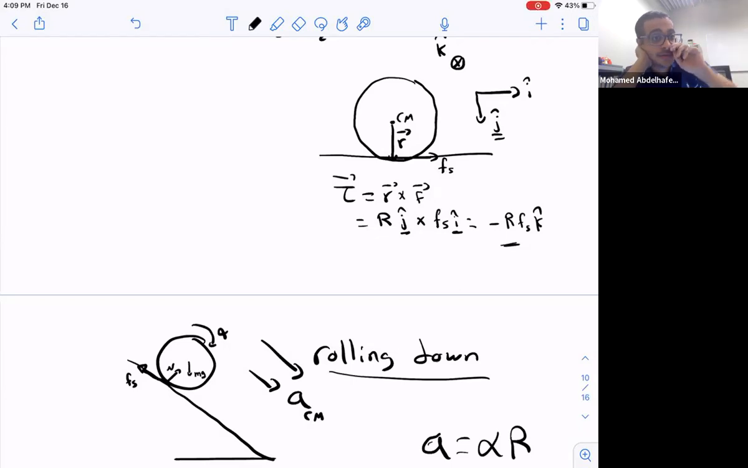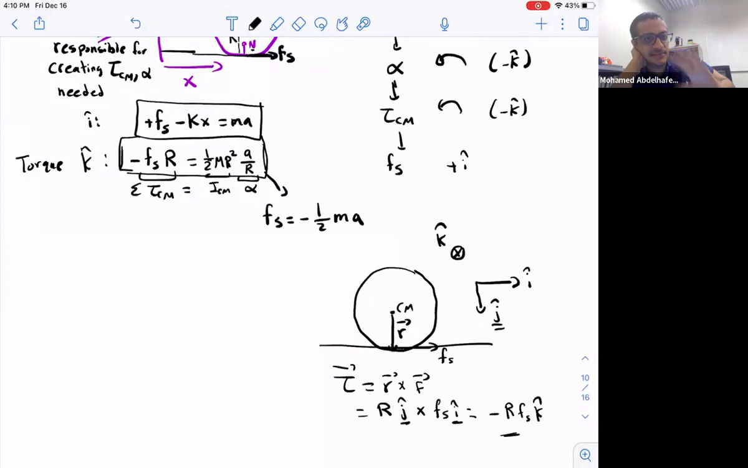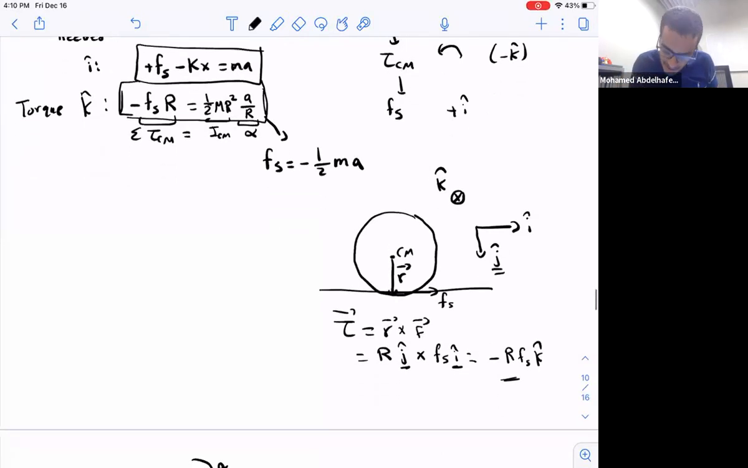If you want to do it with the cross, that should answer the question about the minus. Without the cross, the way I think about it is just the sense of rotation that this force is trying to make about the center of mass. So just look at the picture here.